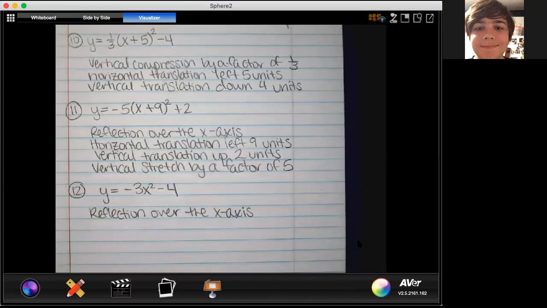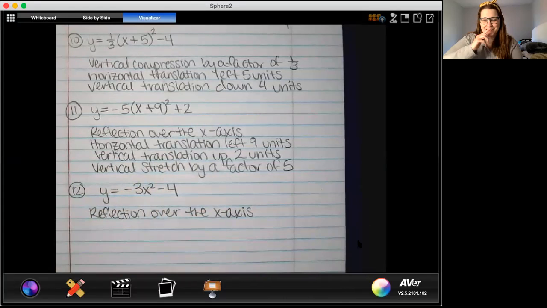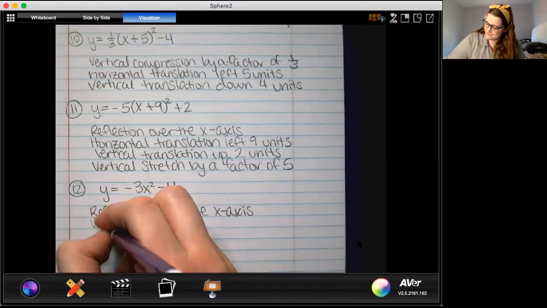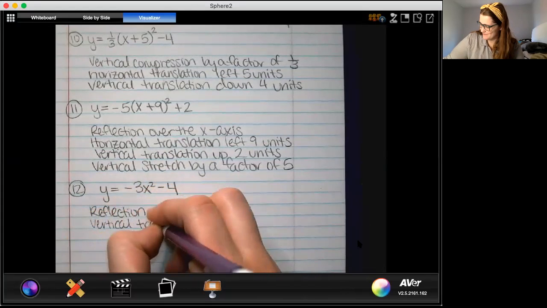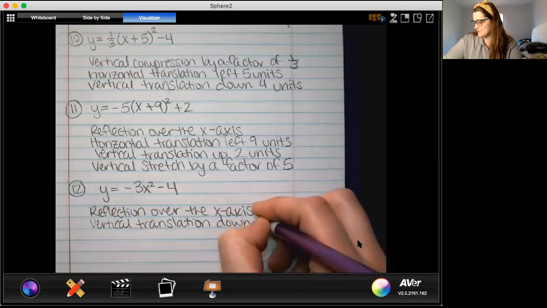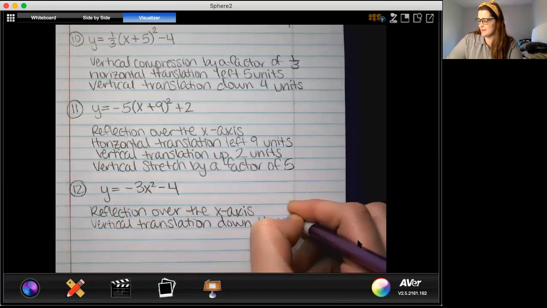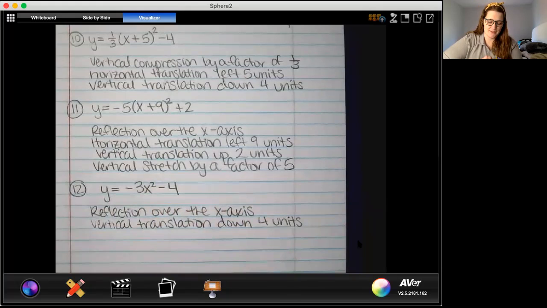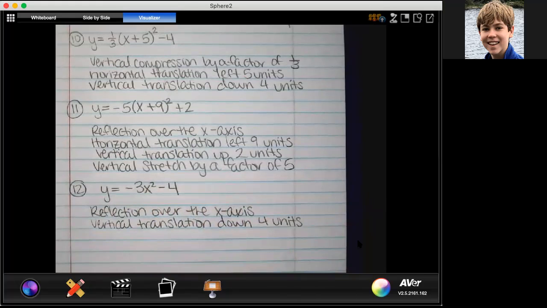Vertical translation down 4 units. It happened again. Someone said and typed at the exact same time, the same one. Vertical translation down 4 units, good. Last one. Would it be a vertical stretch by a factor of 3? Correct, good job.